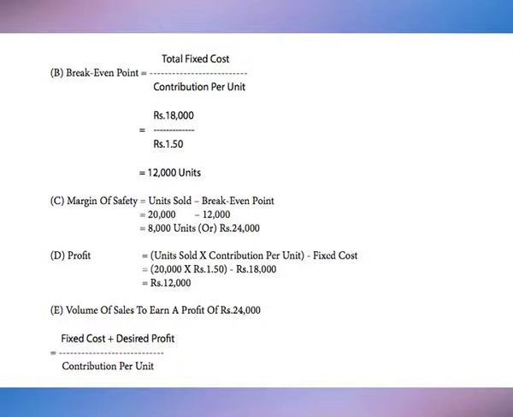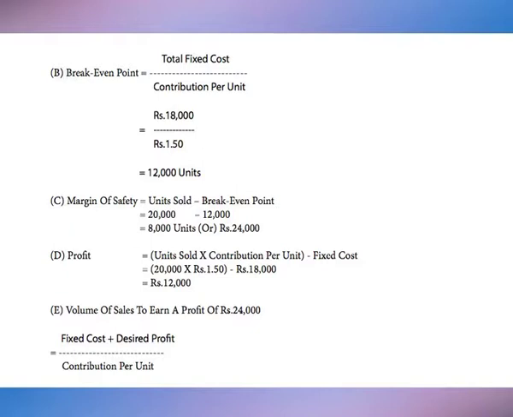B. break-even point is equal to total fixed cost divided by contribution per unit, which is equal to Rs 18,000 divided by Rs 1.50, which is equivalent to 12,000 units. C. margin of safety, which is equal to units sold minus break-even point, which is equal to 20,000 minus 12,000, which is equivalent to 8,000 units or rupees 24,000.